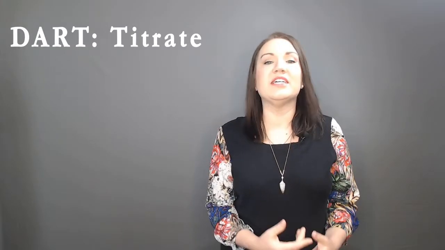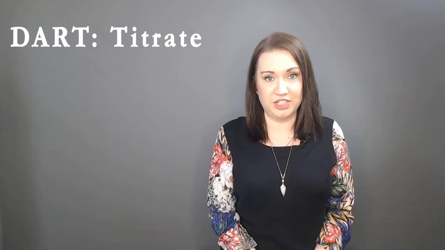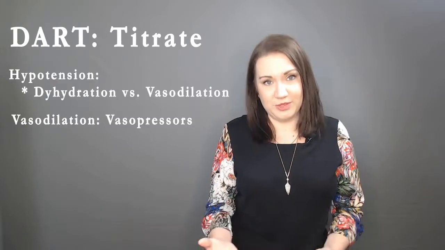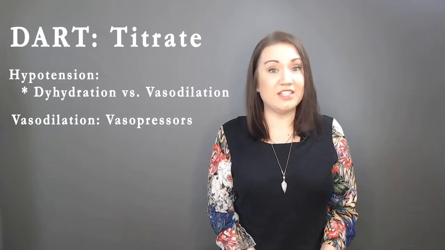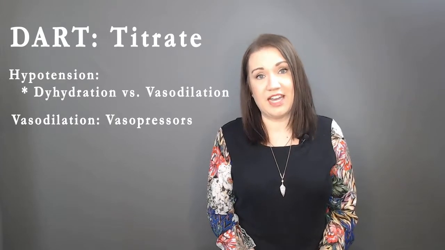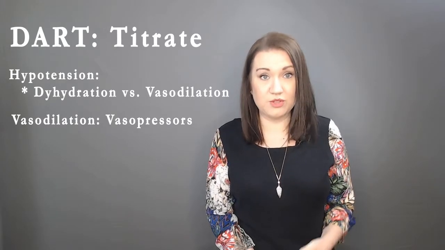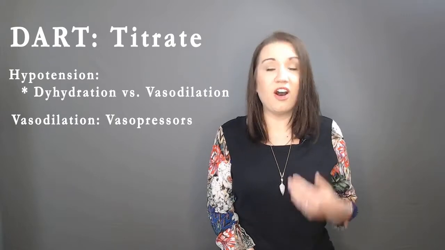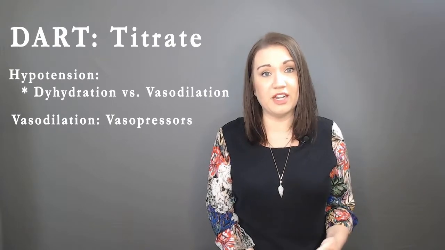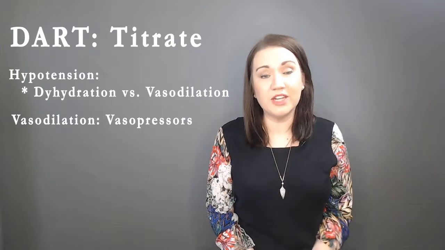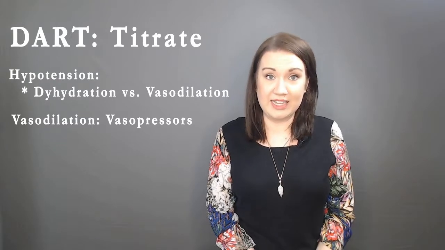The fourth component of the DART tool is titrate. This is where you would address the hypotension. If there is hypotension, like I just discussed, and it's not due to dehydration status, you would need to start on vasopressors with constant monitoring. Also, continuously monitor renal output so that you can do volume replacement as needed.